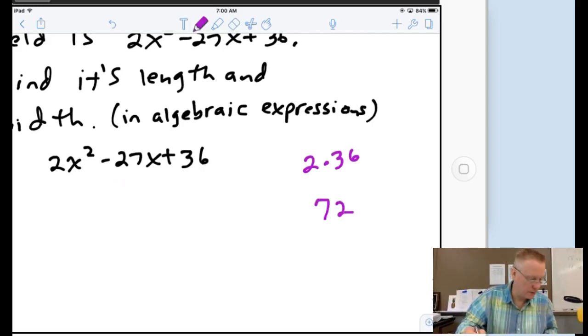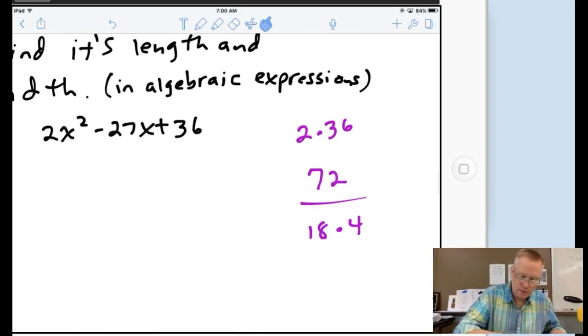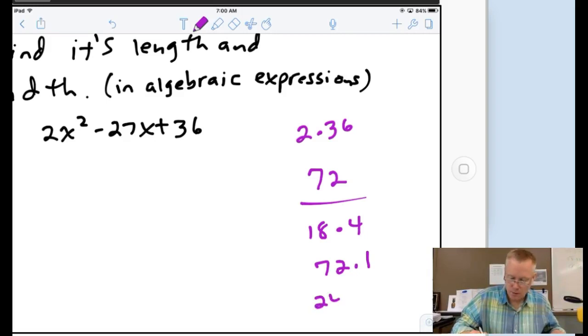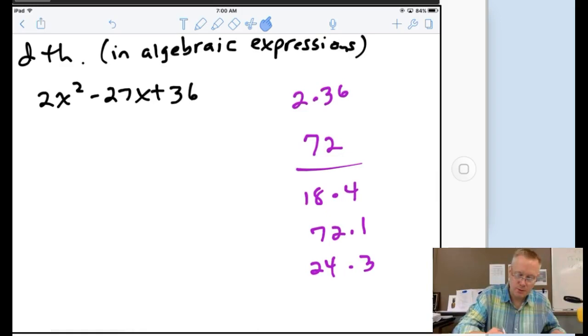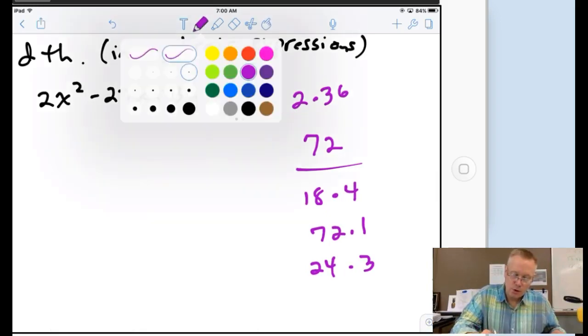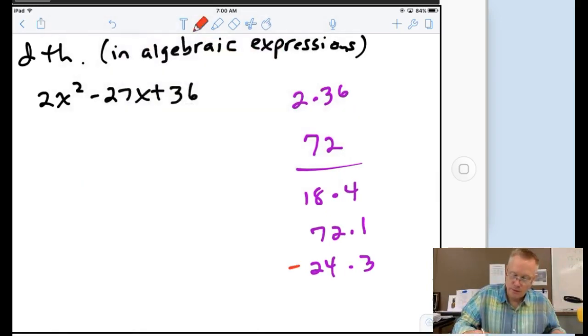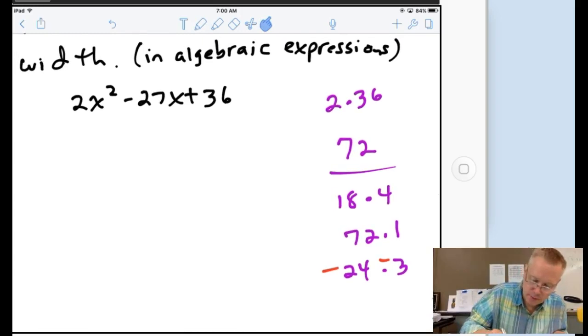So I got 72. Now, factors of 72 are, quickly, 18 times 4. There's quite a few of them for 72. 72 times 1. I need the ones that add up to negative 27. 24 and 3. That's a good one because that adds up to positive 27, which is close. If I make them both negative, then they multiply to positive 72 and add up to negative 27. So that's the pair I want to use.